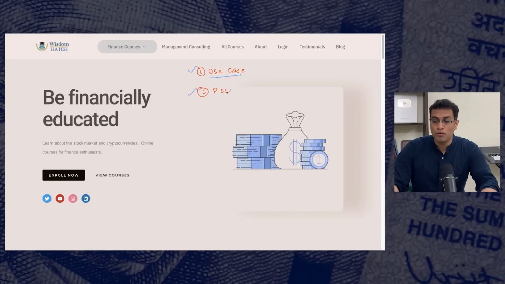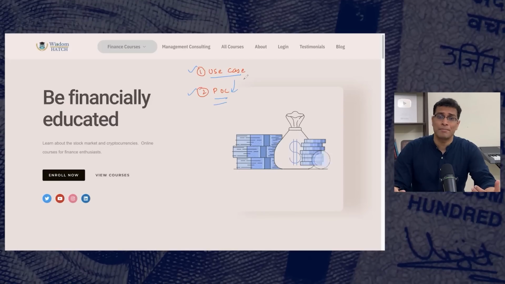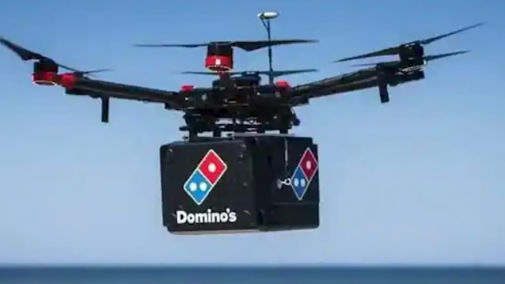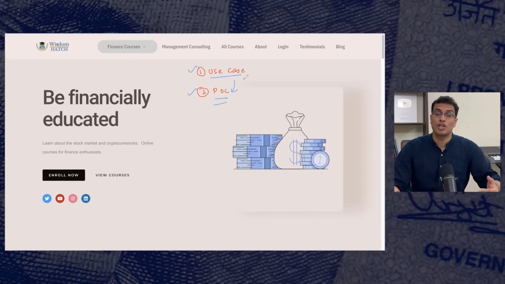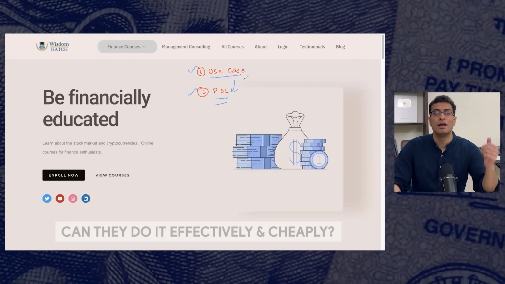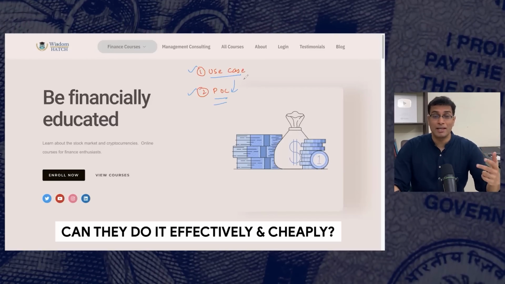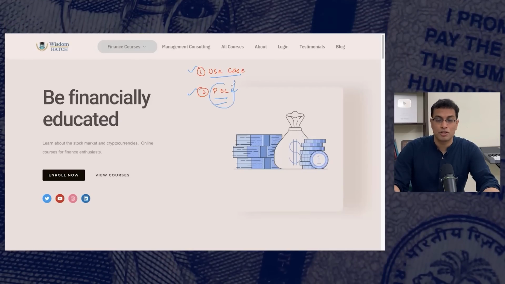The second is the proof of concept regarding these use cases. For example, you might have seen that in the US, a lot of drones are being used for delivering pizza. Now that proof of concept has been generated. In order to generate the proof of concept, a company needs to take a look at a range of things. For example, can they do it effectively? Can they do it cheaply? Is there competitive advantage if they do it? All these different things go into the proof of concept generation.